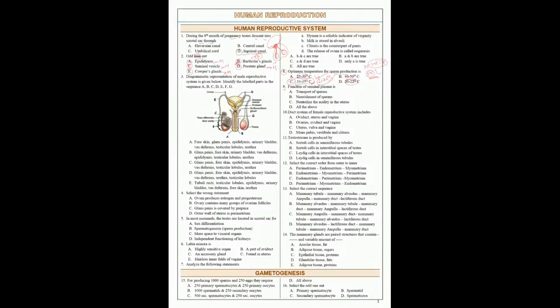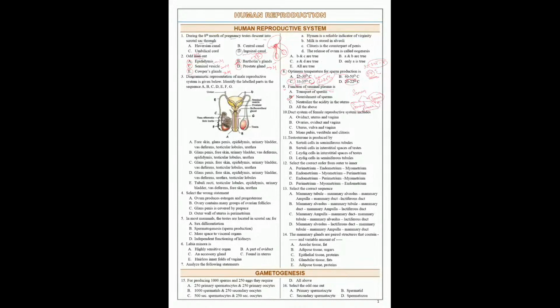Next is, the function of seminal plasma is... What is the role of seminal plasma? So semen contains two things: one is seminal plasma, and the second one is sperm. So the role of the seminal plasma is to provide nourishment to the sperm, nourishment to the developing sperm.